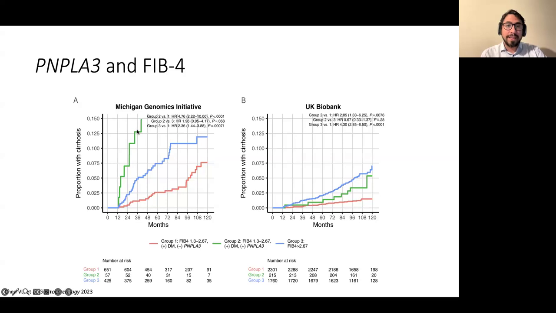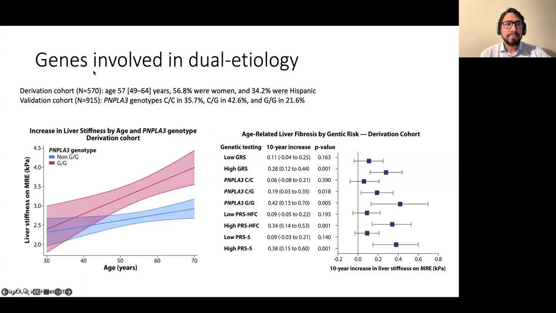And this figure represents the same that I mentioned before. So in green, you can see individuals with an indeterminate FIB4, but also with diabetes and homozygous for the genetic variant of PNPLA3. And you can notice that the progression to cirrhosis was even higher than in individuals with a high risk by FIB4, but without the diabetes plus the PNPLA3 homozygous carriers for the high-risk variant. And this phenomenon was replicated in the UK Biobank.